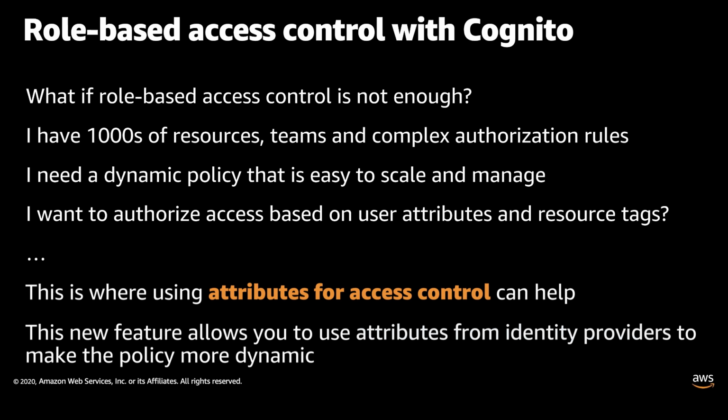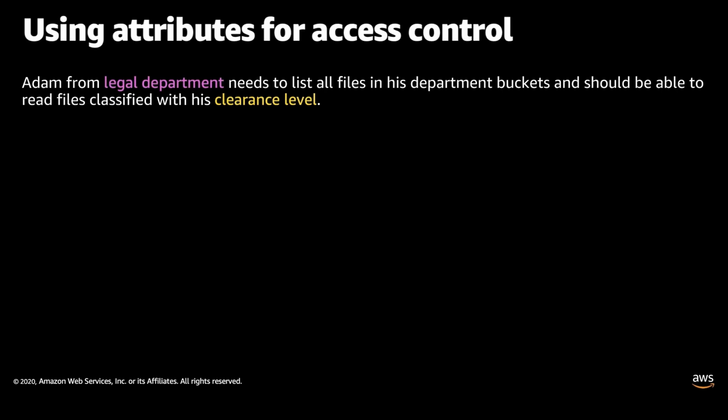Using the attributes for access control feature in identity pools allows you to pass attributes from the token as principal tags to the IAM policy. You can then reference these principal tags in the policy to make it more dynamic. Let's look at an example to make this clear. Let's say that Adam from the legal department needs access to be able to list all files and buckets owned by his department. He also should be able to read files in these buckets as long as the security level on the file matches his clearance level. Let's also assume that you have several other departments with similar access needs, like HR department, engineering, IT, and so on.